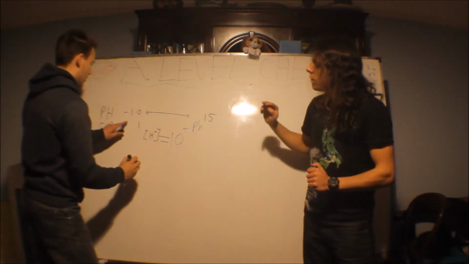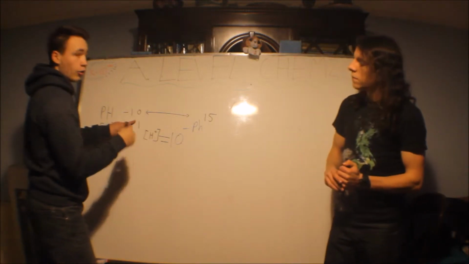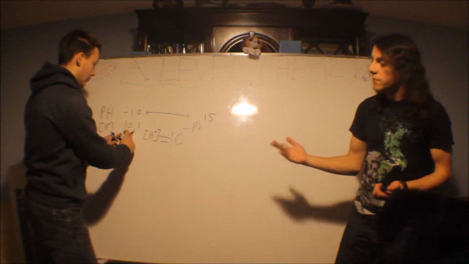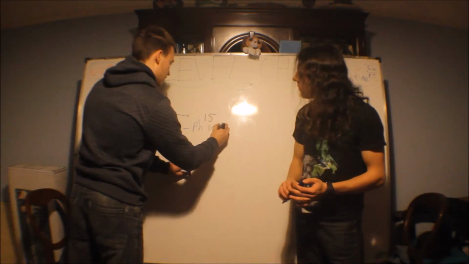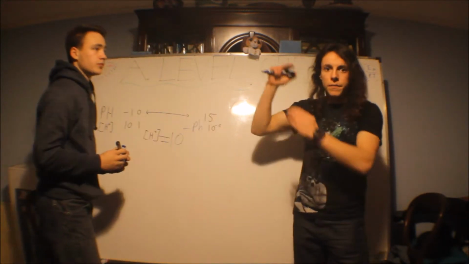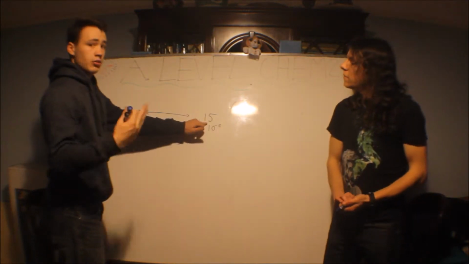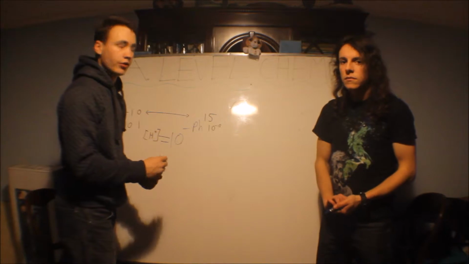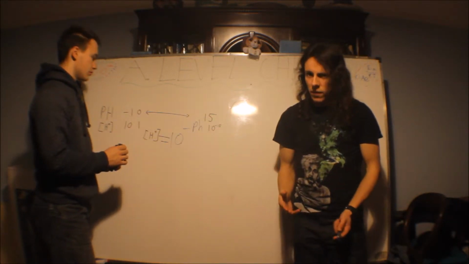So that means that -1 must be 10 to the power of 1, which is then 10. And that's why 15 is then such a low number. 10 to the minus 15 is 1 over 10 to the 15, which is a small number. Because it's so basic, it doesn't give off protons. And that's why lower numbers are much more acidic.